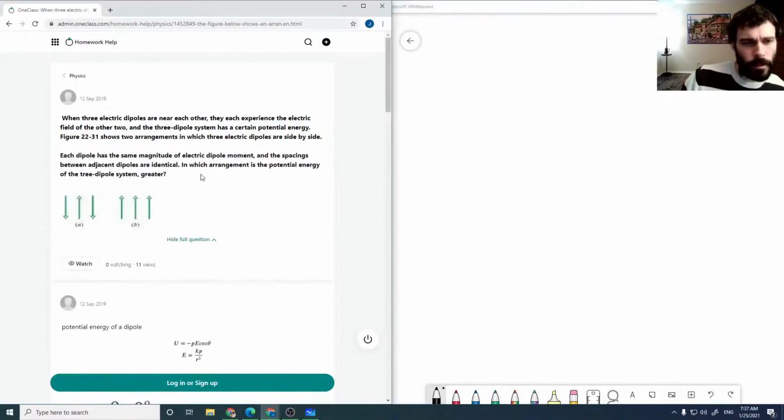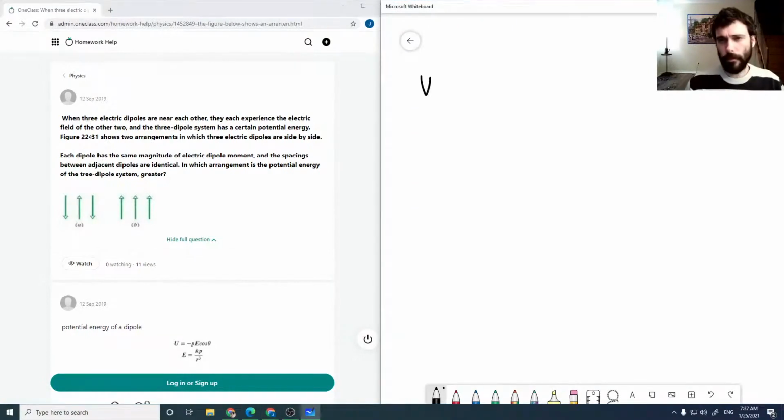We have three dipoles connected, or a three-dipole system, in which they're side by side. They each have the same magnitude and the spacings are identical. And in which arrangement is the potential energy greater?